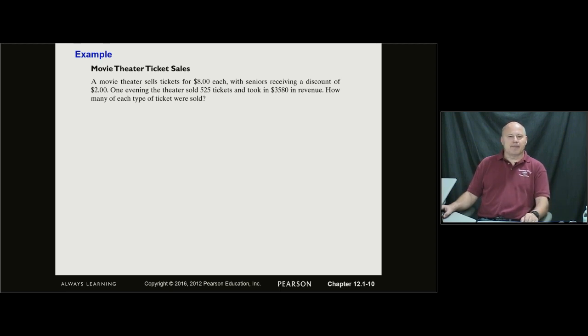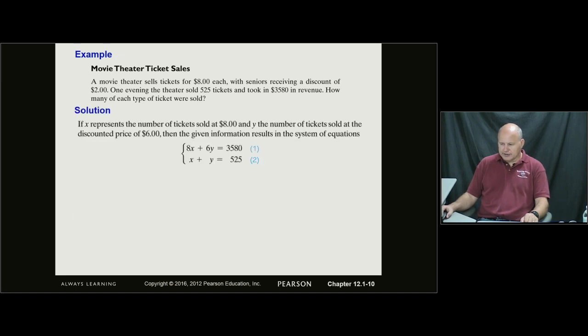So let's look at an application. A movie theater sells tickets for $8 each, with seniors receiving a discount of $2. One evening, the theater sold 525 tickets and took in $3,580 in revenue. How many of each type of ticket were sold?